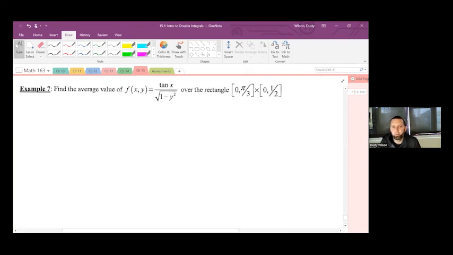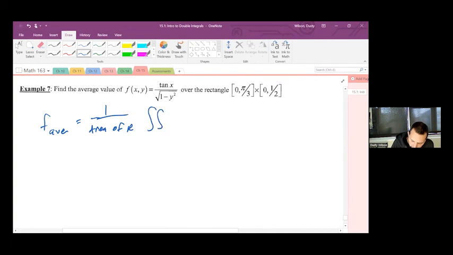Last example, example 7. Find the average value of f of xy equal to tangent of x over square root of 1 minus y squared over the rectangle 0 to pi over 3 in the x and 0 to 1/2 in the y. So if we want to find f average, it's going to be 1 over the area of the rectangle times the double integral over R of tan x over square root 1 minus y squared dA.